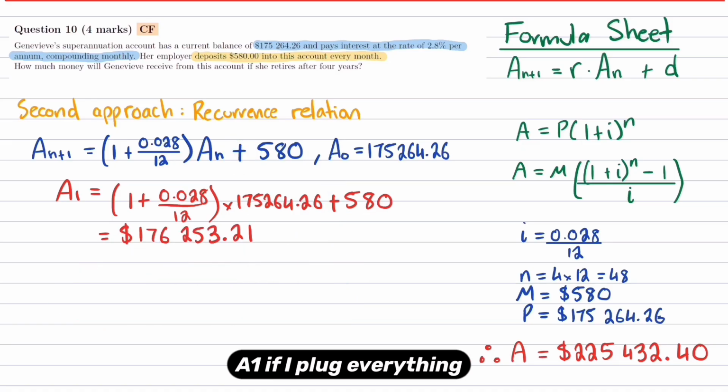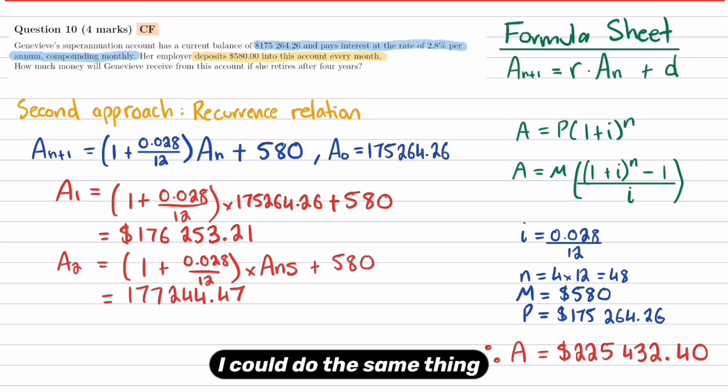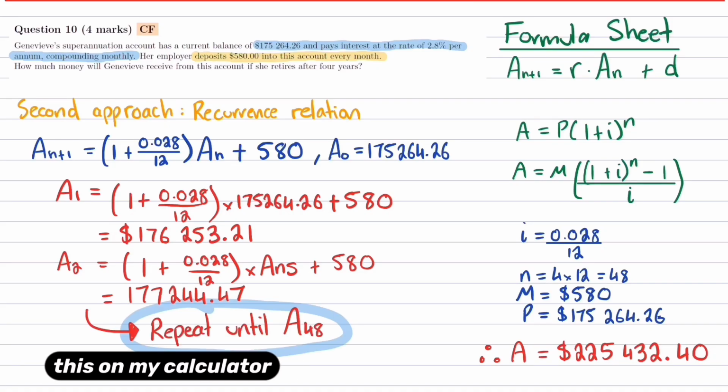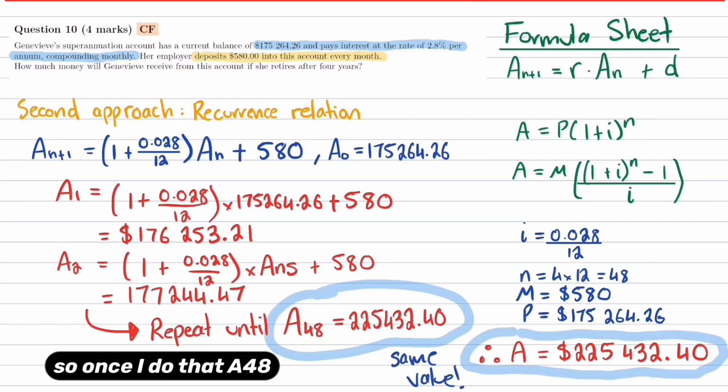So when I find A1, if I plug everything into my calculator, that's what I get for A1. As we'd expect, the total balance has gone up slightly. And then for A2, I could do the same thing, but just using the answer feature. And now I can just repeat this on my calculator using the calculator trick until I get to A48. So once I do that, A48 equals $225,432.40. And as we can see, it's the same value. So either way, whichever method you use, you get the same answer.